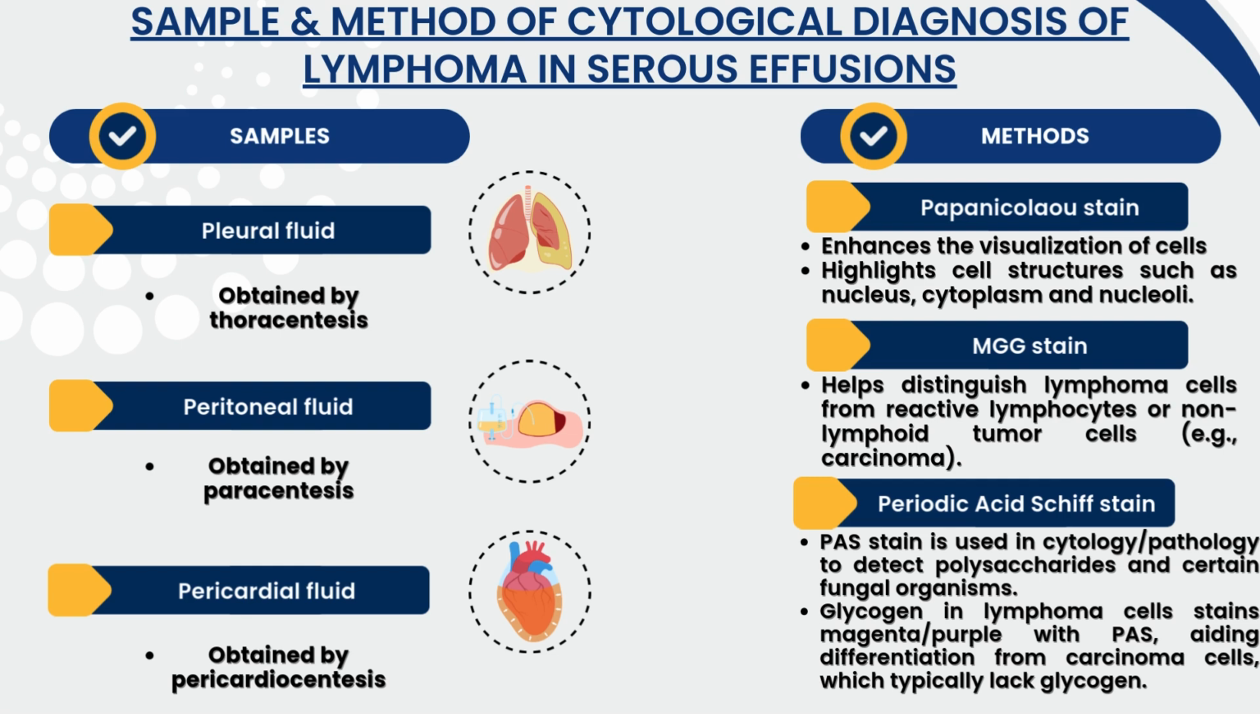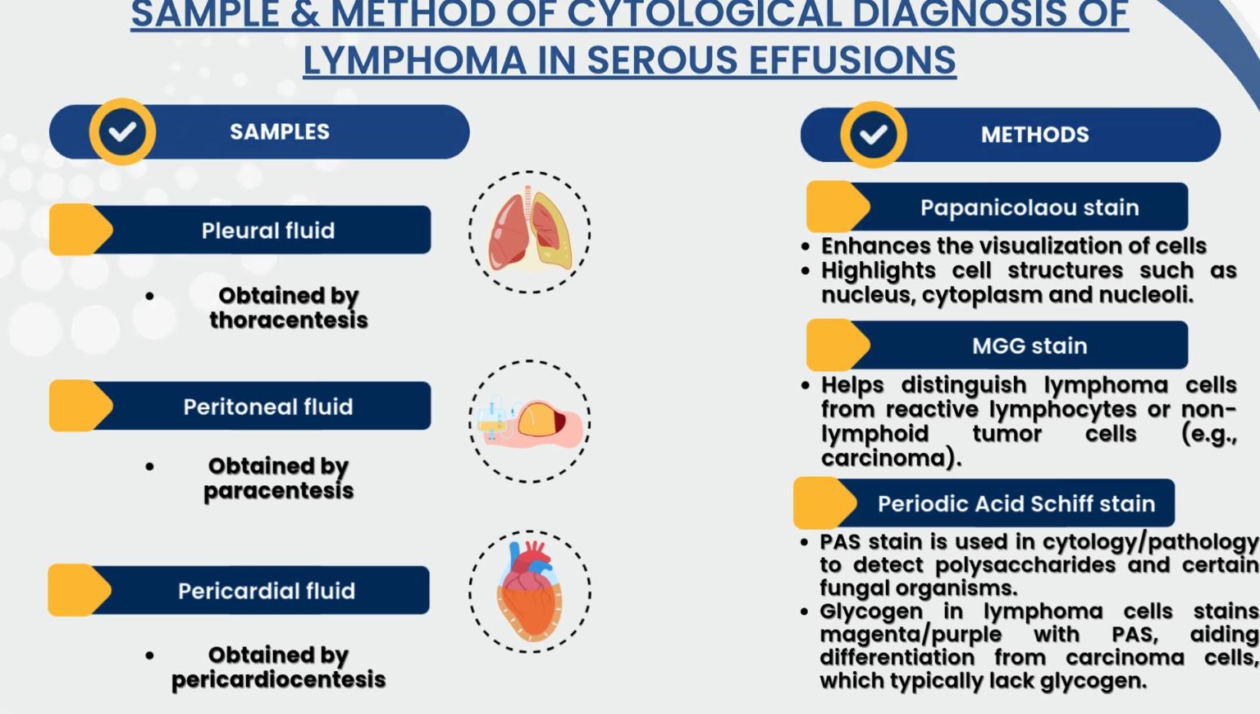The periodic acid Schiff (PAS) stain is a histochemical stain mainly used to detect polysaccharides like glycogen. While not the primary diagnostic tool for lymphoma, PAS staining can help differentiate lymphoma cells from carcinoma cells, as some lymphoma cells contain glycogen, which appears magenta or purple when stained.